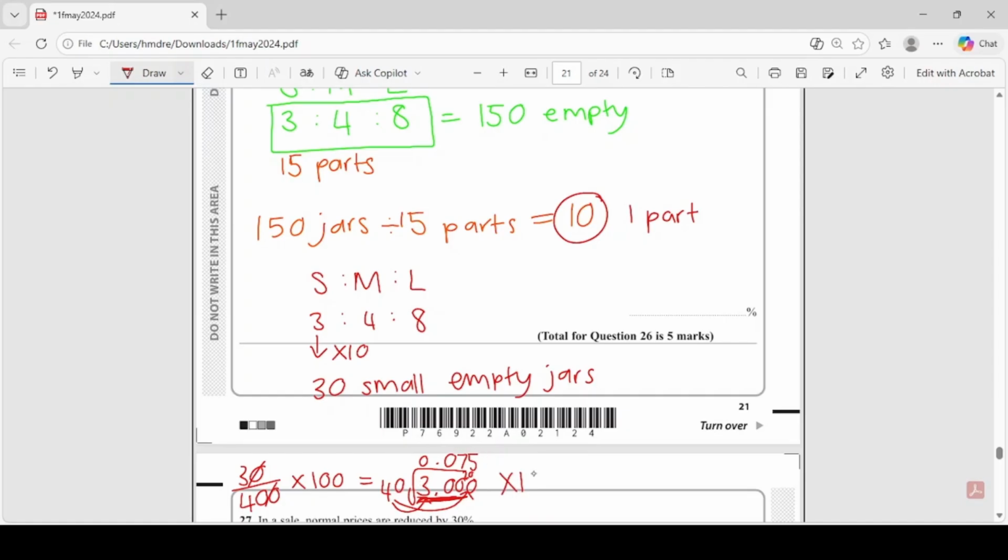Then we times it by 100, which means we just move the decimal place. So this is going to be 7.5%. So 7.5% of those jars are small and empty.